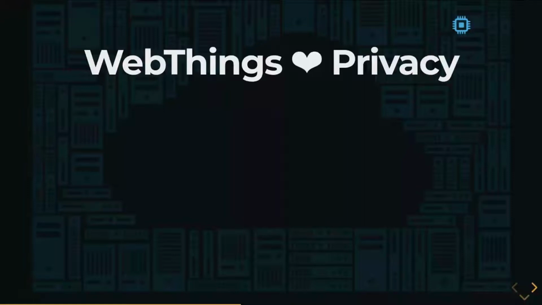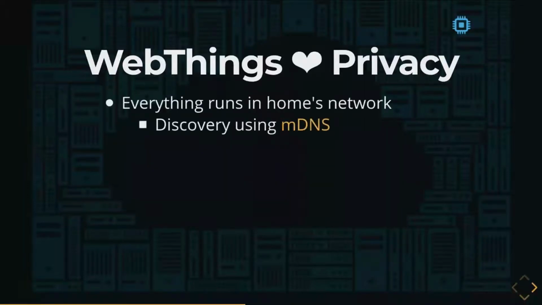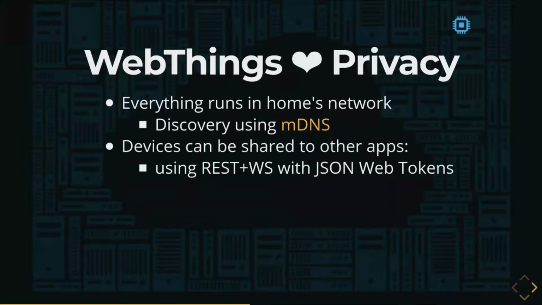So privacy is the core of the project. Everything runs in your home network. You can discover the devices using some mDNS requests, the same thing you are probably using on Linux with Zeroconf, for instance. Devices can also be shared to other applications, where you can control them from the gateway using a REST API or WebSocket if you need real-time connectivity. And if you need some control over users, you can issue web tokens for each class of device. So maybe some application can control some device, and maybe your kids are allowed, for instance, to turn the light on and off, but maybe not play with the washing machine.